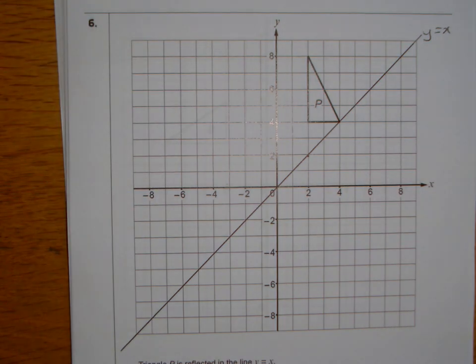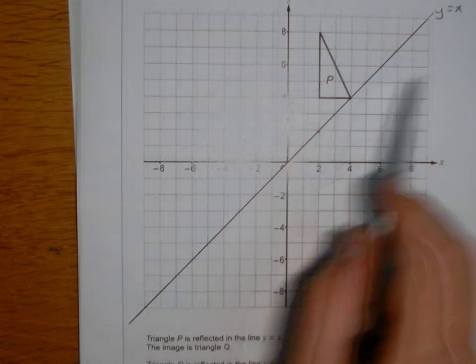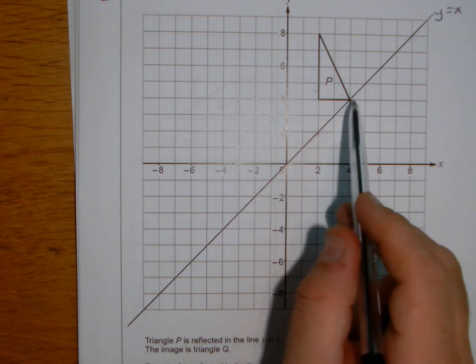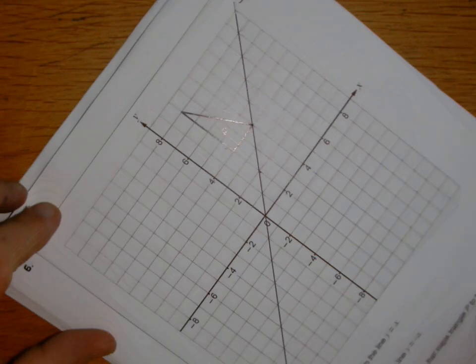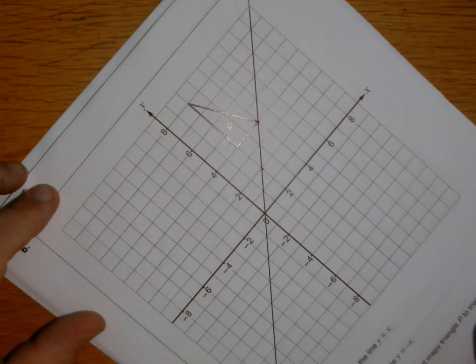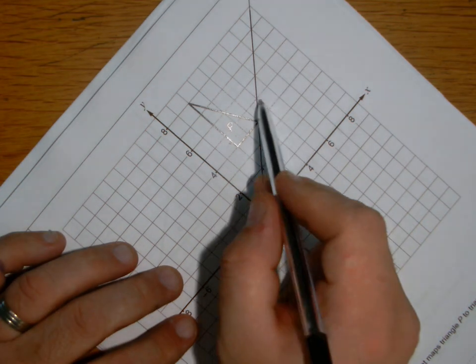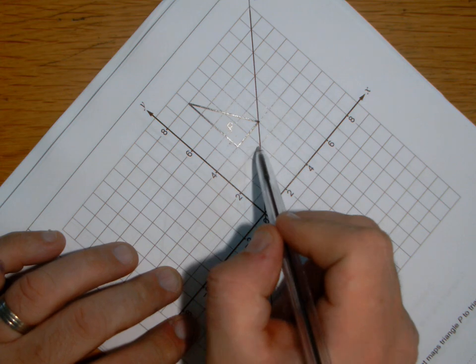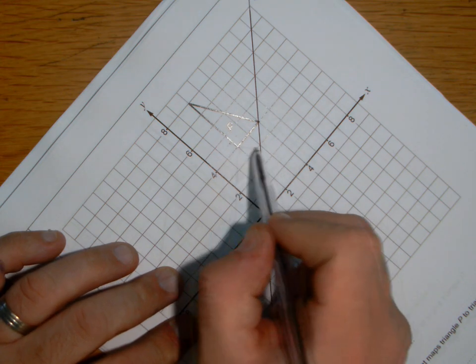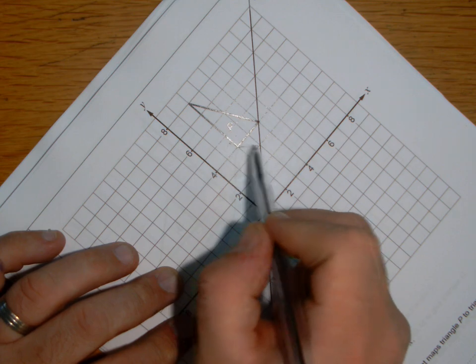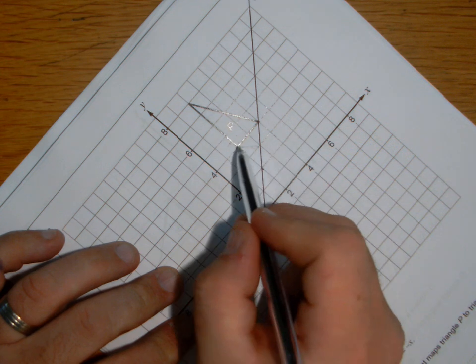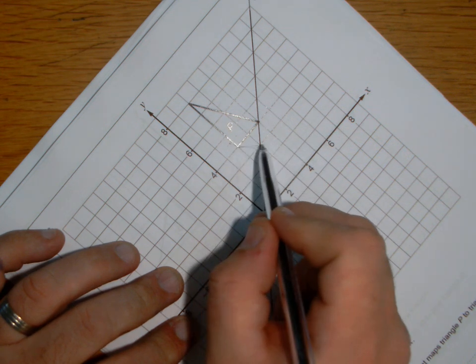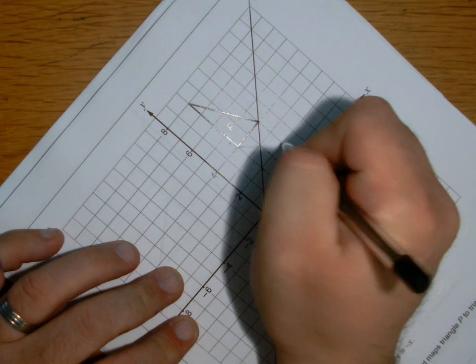Now when I reflect triangle P in y equals x, because the line is diagonal, it's better to actually turn your worksheet around like that, and then when we reflect, this is our mirror line, we can actually see how far away we are from the mirror line. So that distance there is like one diagonal, isn't it? We've got to think in terms of diagonals, because in a sense y equals x is a diagonal line. So you go across one diagonal, so we're going to go this way a diagonal.